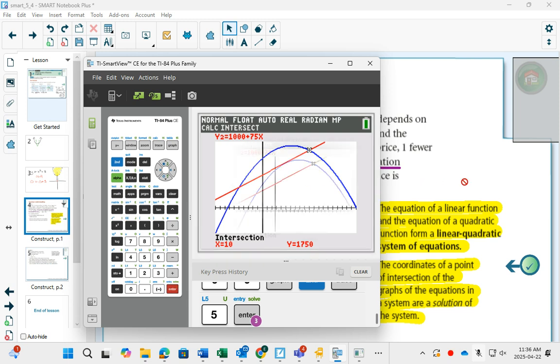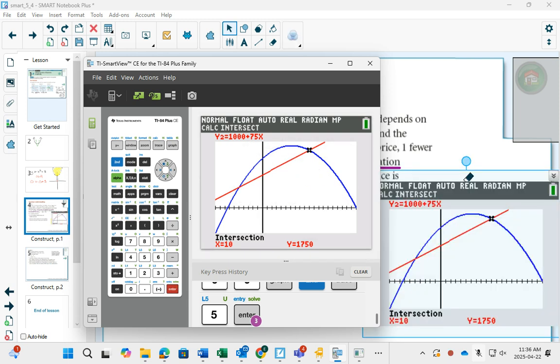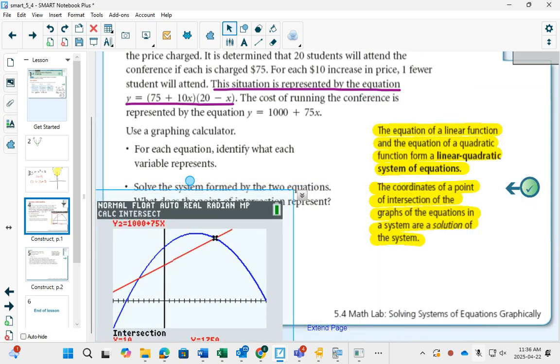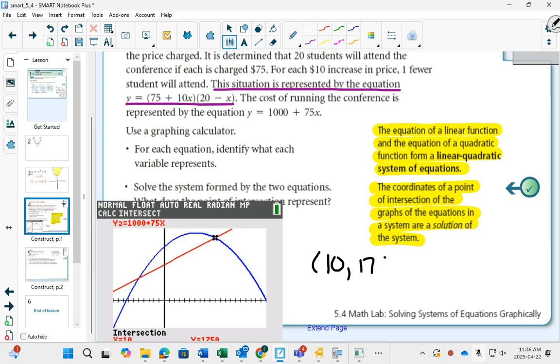And I know you can't just drag your computer screen to your notes, unfortunately, but I can, so I'm going to do that. There it is. We've got one solution at 10 and 1750. And what does this solution represent? This solution represents when the costs are exactly the same as the money you're bringing in.